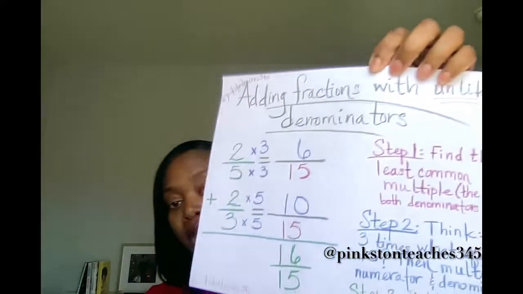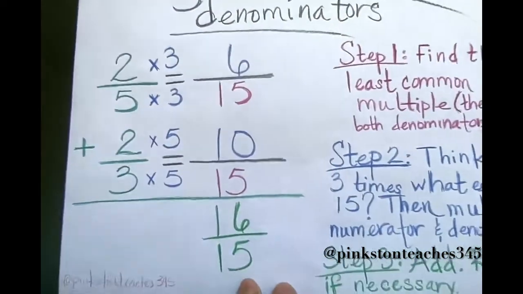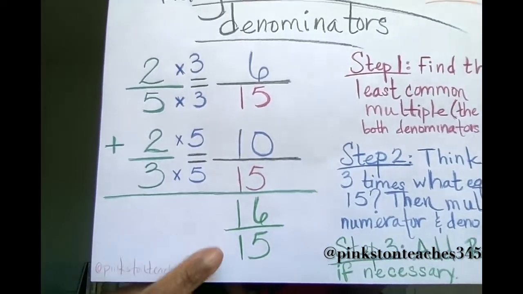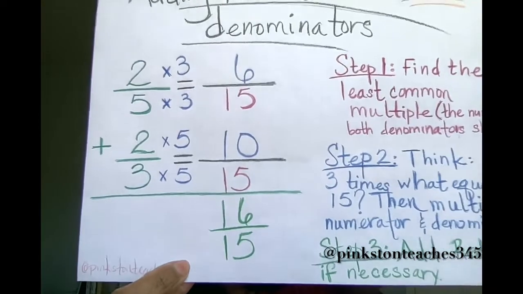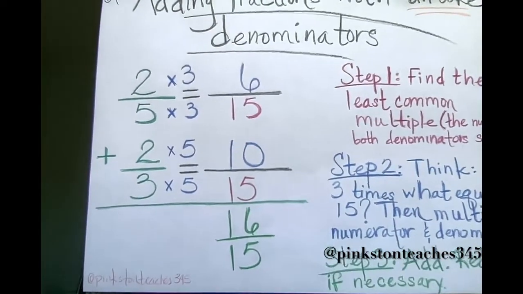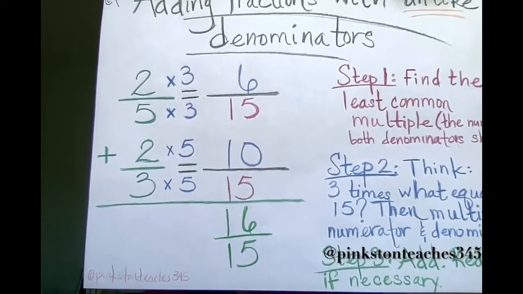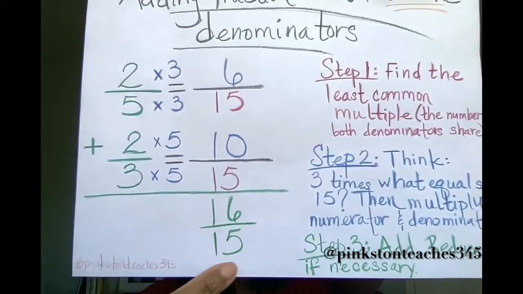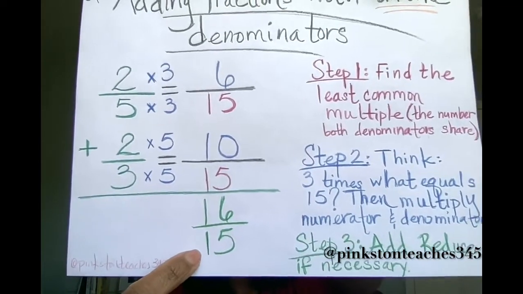Today I want to focus on the sum that we got from adding our fractions with unlike denominators, and what we can do with this. We take this 16 over 15 and we don't leave it as 16 over 15. What we do here is we turn it into a mixed number. We take our improper fraction and turn it into a mixed number.